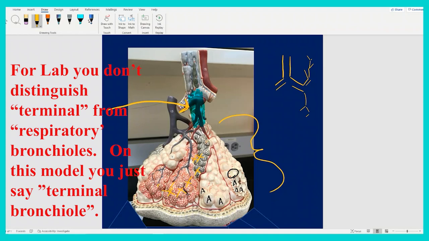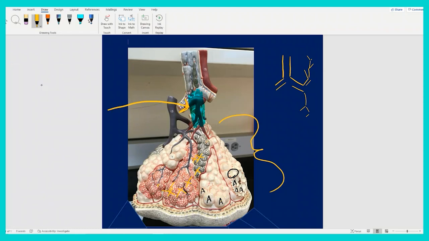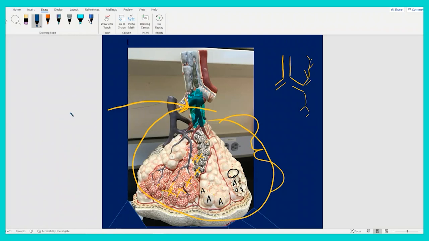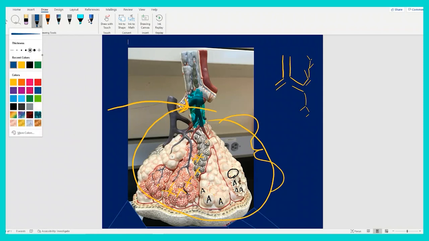Now, the reason I want you to look at this model, some people struggle with it. Notice that if you see a terminal bronchiole, you're also going to see a whole bunch of alveoli in the same histological section. So when we look at these slides next, you will see in cross section a structure, maybe it looks something like this. Oh, it just disappeared. That's interesting. All right, let's put it over here somewhere.